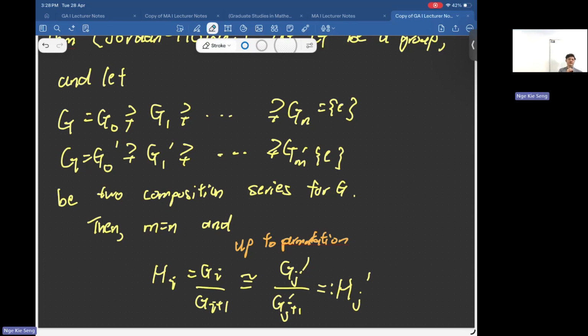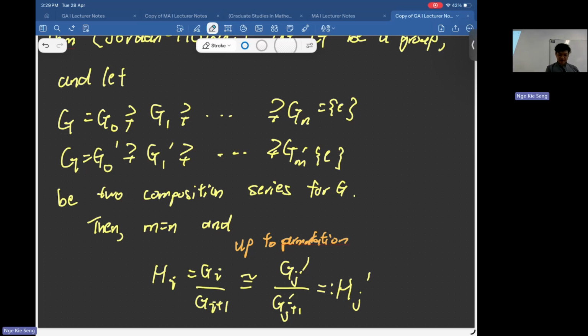So it could be isomorphic, but also up to permutation. Meaning the simple factors must appear inside the composition series, but maybe in a different order. Because you could imagine that Gi and Gi prime could be different as well, as long as they give you the simple quotient. Does that make sense? You can think of some examples.